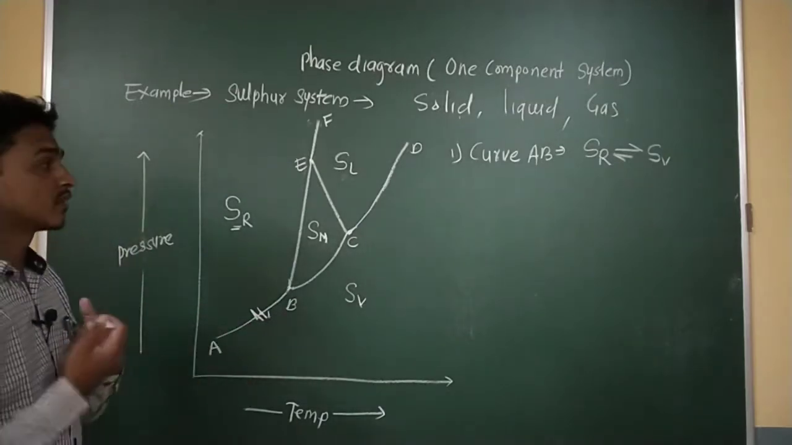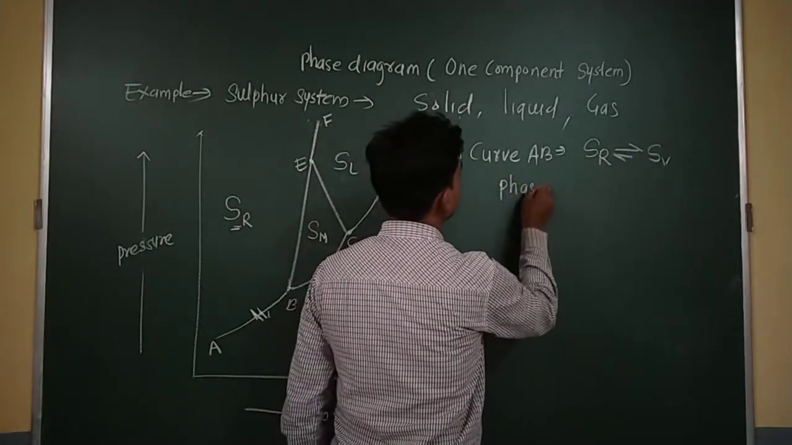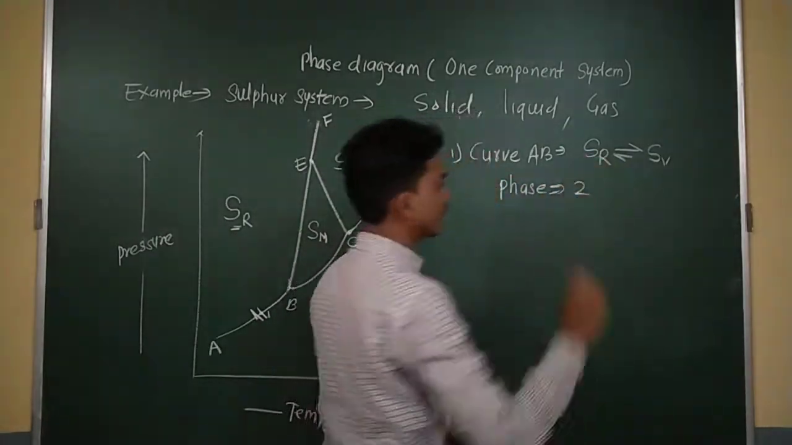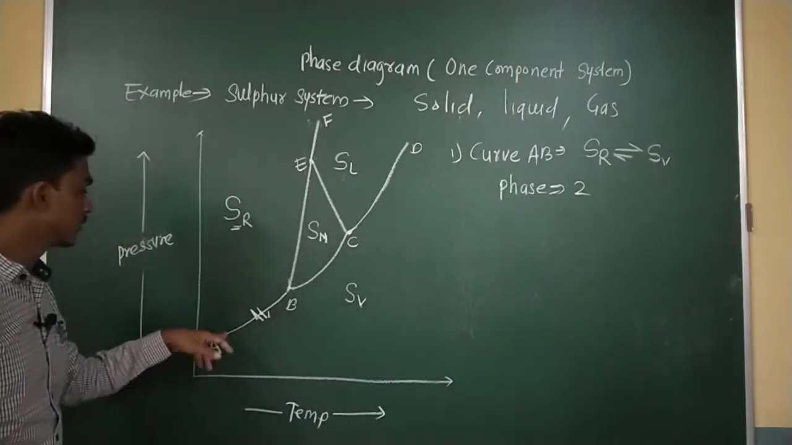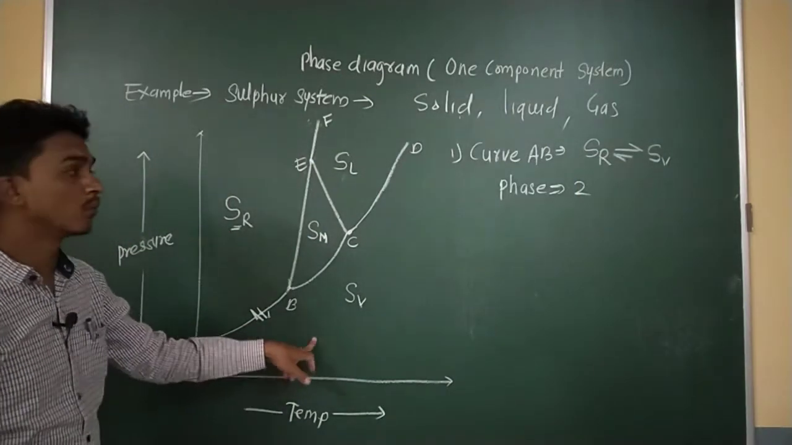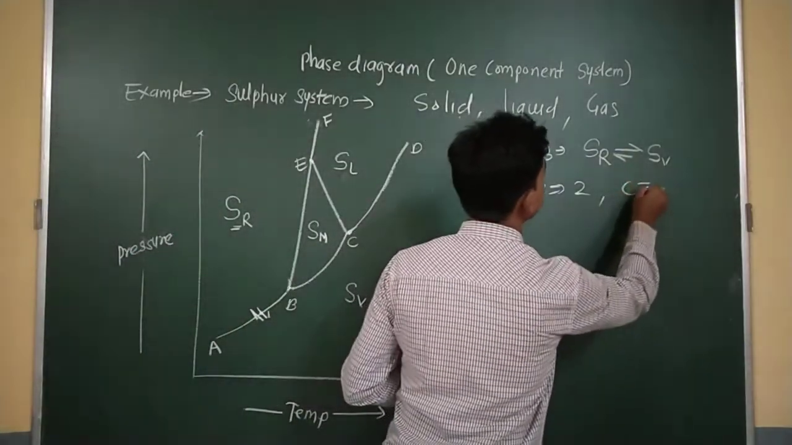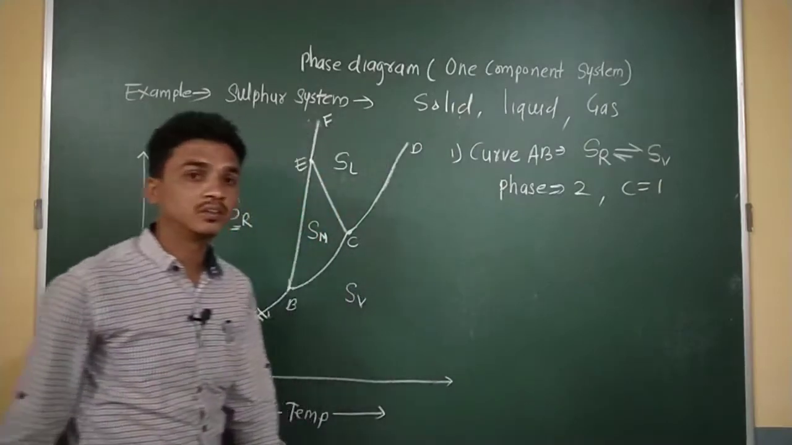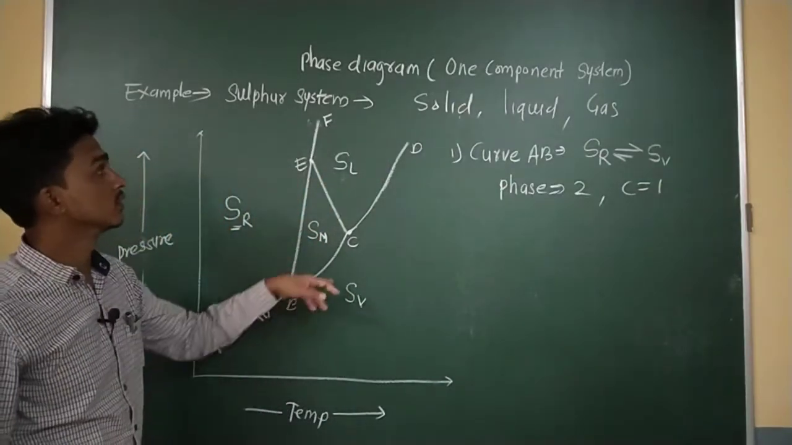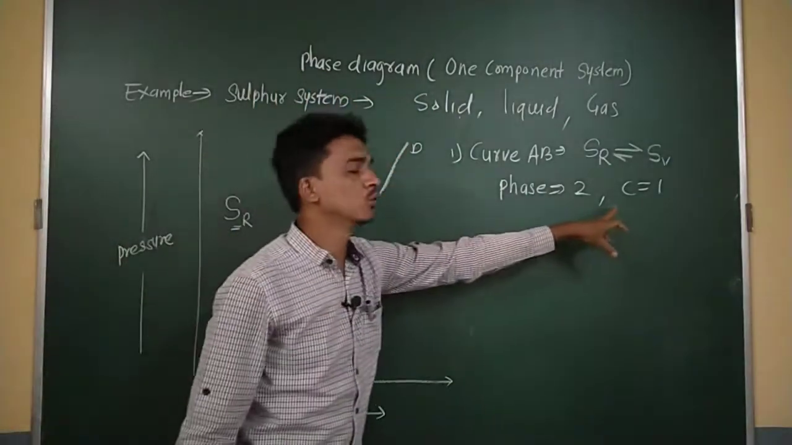How many phases are there? We have to calculate the phases. There are 2 phases: SR is in solid form and the other is in vapor form. So there are 2 phases. How many components are there? C is equal to 1 component. This is a one-component system, so C is equal to 1.